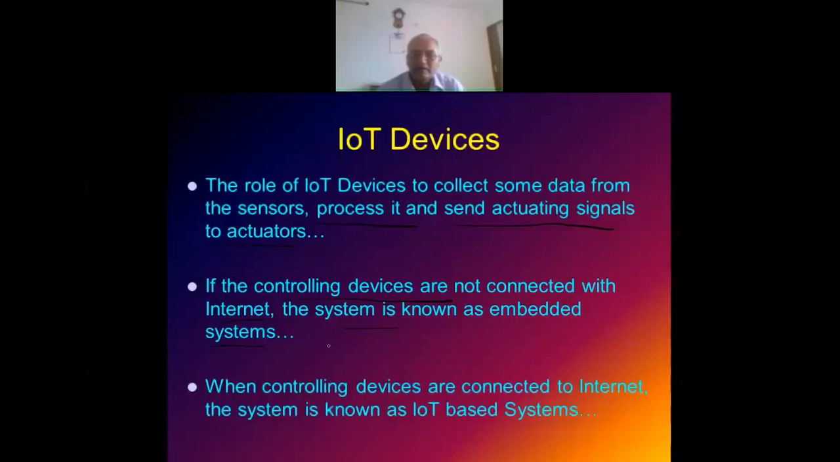But when we connect these embedded systems with the internet, then that same system becomes an IoT-based system, because now your sensors may be at different places, your actuators may be at different places. So it becomes an IoT system. You can control your devices from anywhere in the world. You can monitor your sensors from anywhere in the world.